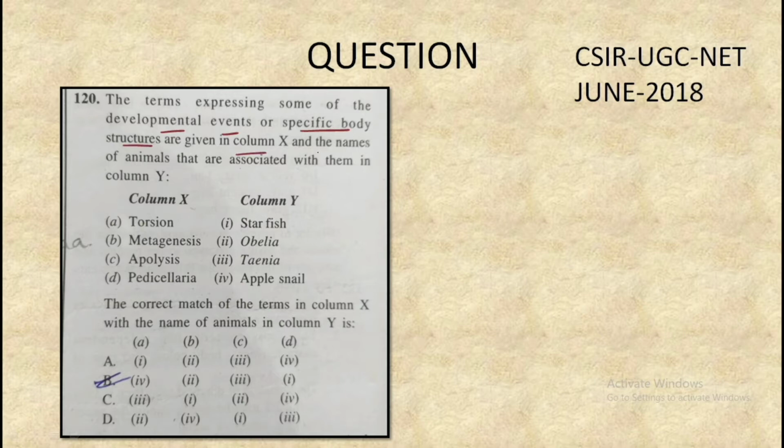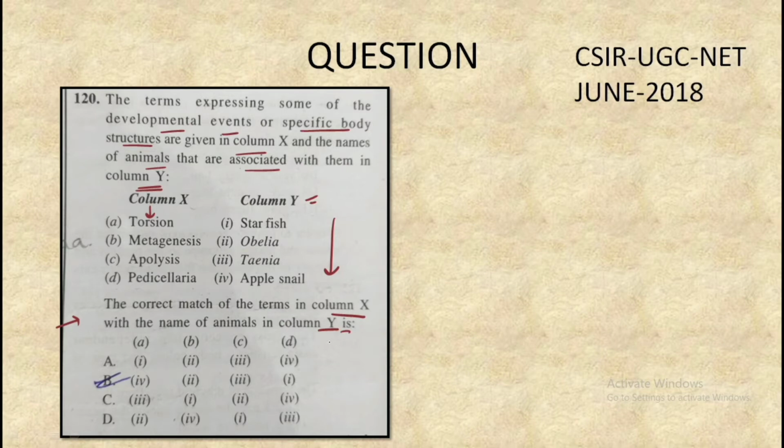are given in column X and the names of the animals that are associated with them are given in column Y. So in column X we have the specific body structures and in column Y we have the animals associated, and what we have to do is correctly match the terms of column X and column Y in which the animal's name is given.